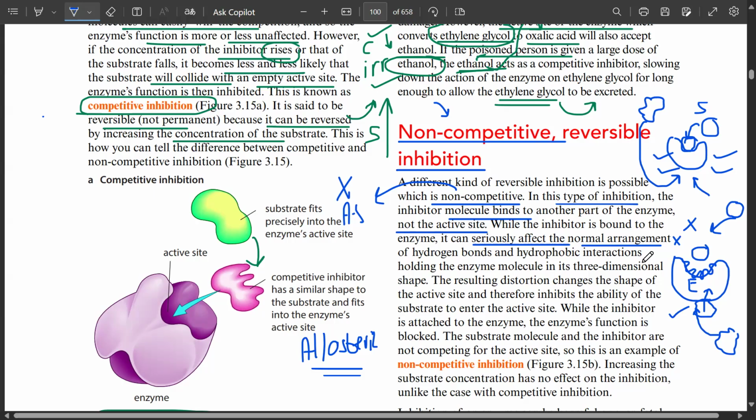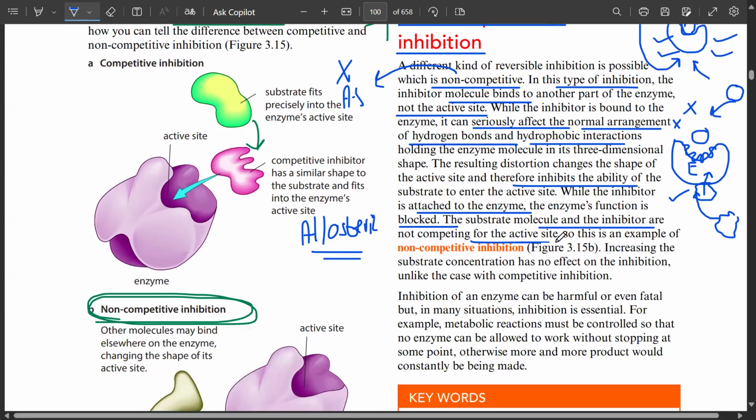Yeah. So either way, if it is competitive, it is difficult for the substrate, and if it is non-competitive, of course there is space for the substrate, but the inhibitor came from behind and spoiled the work. Because there are many hydrogen bonds and hydrophobic interactions that hold the enzyme molecule in its 3D shape, and that results in distortion, changes the shape of the active site, and it also therefore inhibits the ability of the substrate to enter the active site. While the inhibitor is attached to the enzyme, function is blocked, and the substrate molecule and the inhibitor are not competing for the active site. We call this non-competitive inhibition.